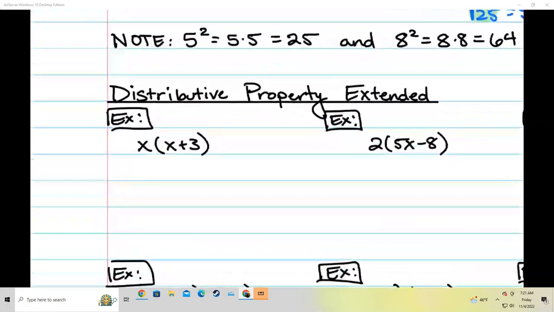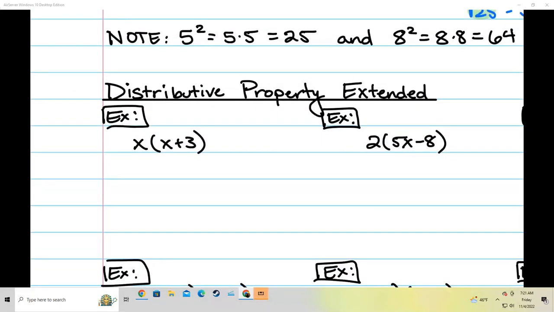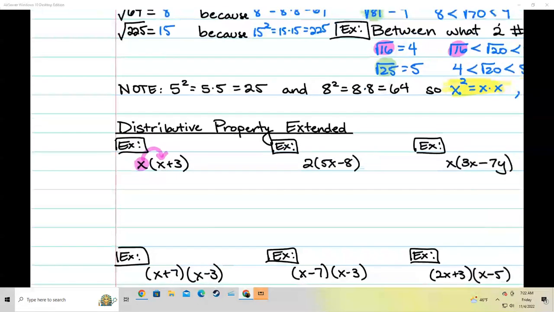What would this one look like? I got x times the quantity x plus 3. All I'm going to do is distribute this x and multiply everything inside the parentheses by x. So that means x times x. Remember, x times x is x squared. X times x gives me x squared plus. And then I'm not done distributing, so I'm going to multiply x times 3, and I get 3x.